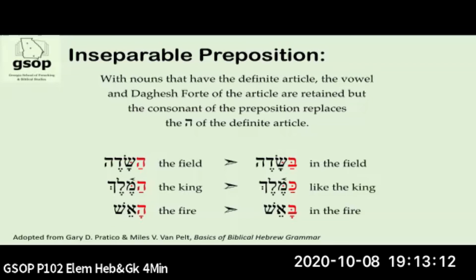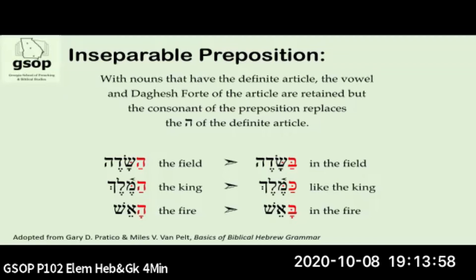But what happens is the dagesh forte remains. You see the very first word, for the field, hasadeh, that red dot is a doubling, a dagesh forte. What happens is it remains with the basadeh. Well, that tells me there was an article there. It was a the, and it's still there. It's just been absorbed into the preposition. So the field has become in the field with basadeh.